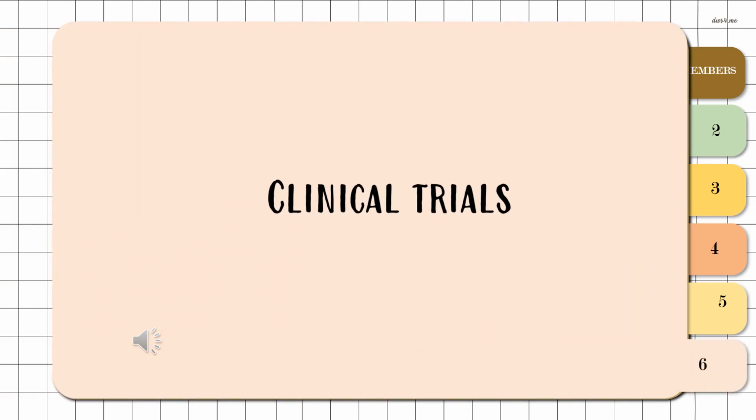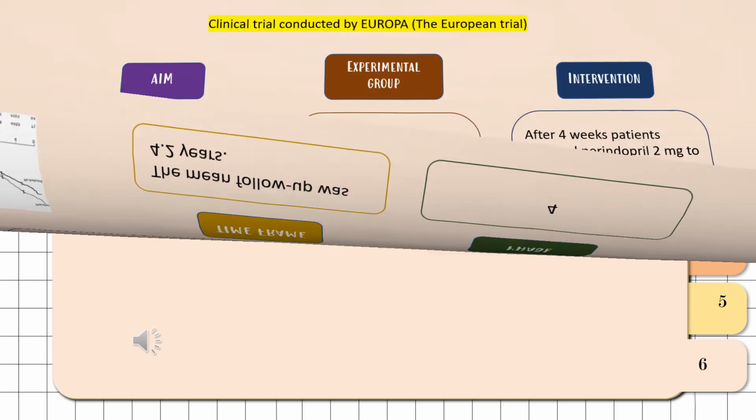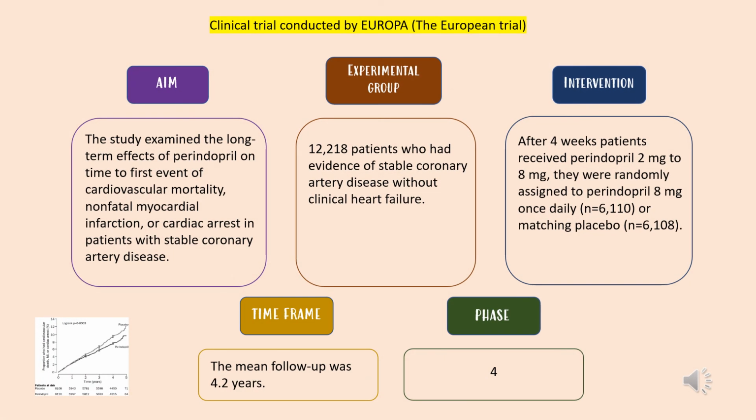For the clinical trial conducted by EUROPA, the European trial, the aim was to examine the long-term effects of perindopril on time to first event of cardiovascular mortality, non-fatal myocardial infarction, or cardiac arrest in patients with stable coronary artery disease. Experimental group: 12,280 patients who had evidence of stable coronary artery disease without clinical heart failure. Intervention: after 4 weeks, patients received perindopril 2 mg to 8 mg. They were randomly assigned to perindopril 8 mg once daily or matching placebo.